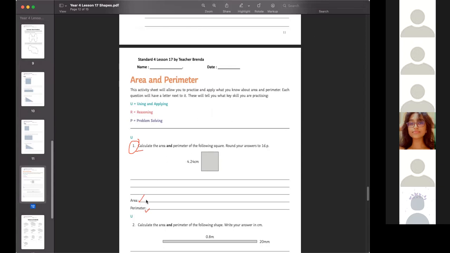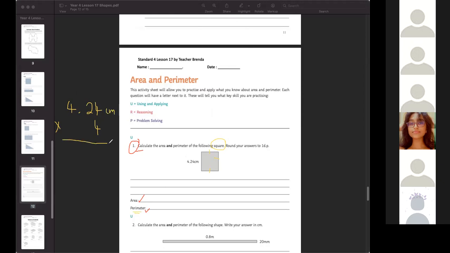Number 1. I would like to do perimeter first because it's much easier. It's a square. So what do you know about a square? All I need to do is take 4.24 and times it by 4, because there are 4 sides to it. That's perimeter, 4.24 plus 4.24. The unit of your answer will still be in centimeter.